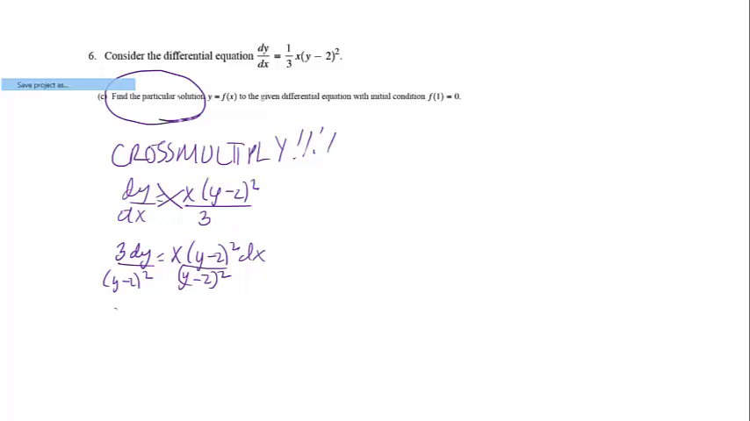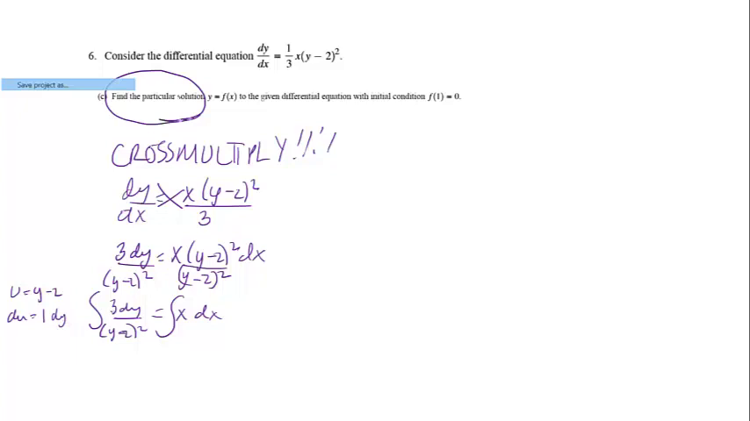So now I am going to have 3 dy over (y minus 2) squared equals x dx. Now I'm ready to take the integral of both sides. On this side, I am going to have to do a u substitution, so u will equal y minus 2. du is going to equal 1 dy.